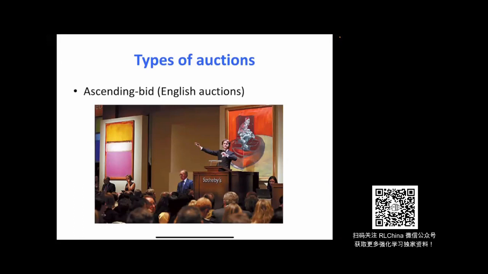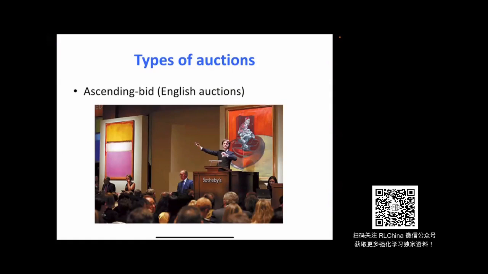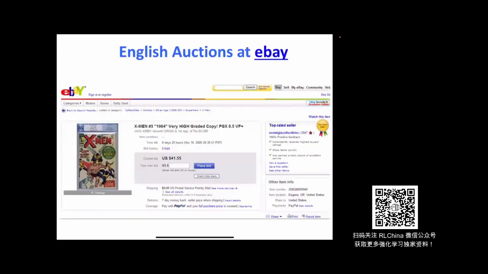the auctioneer tries to raise the bid until someone says yes, until someone has the highest bid that nobody can beat, and then they win the auction. These are all contemporary art pieces, where insane amounts of money are in fact transacted through the auction.